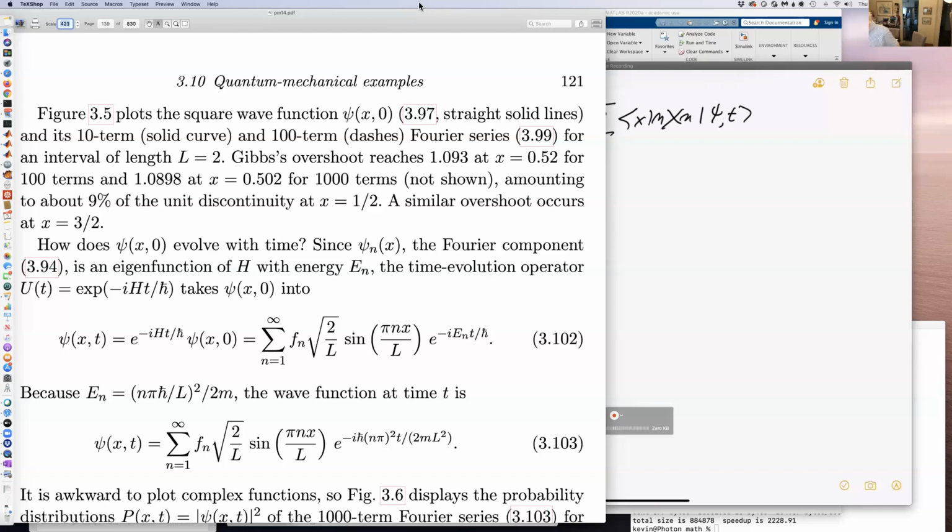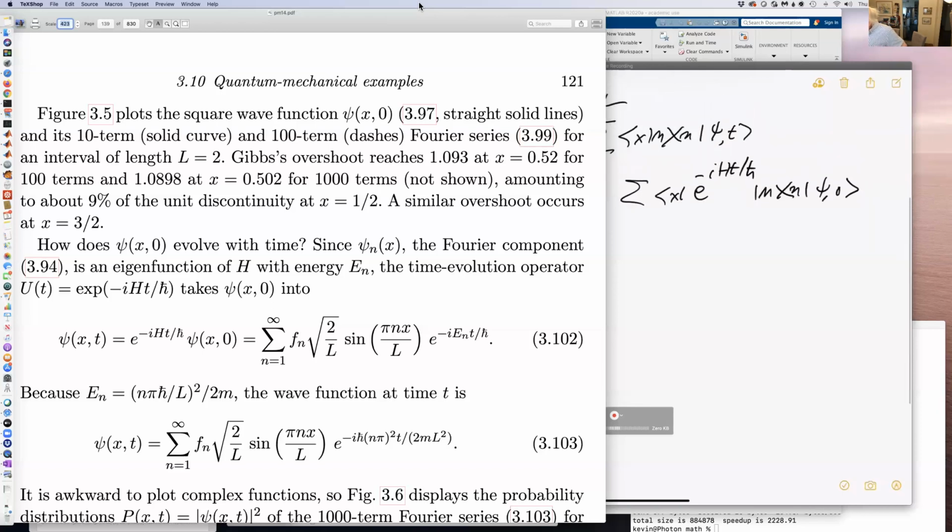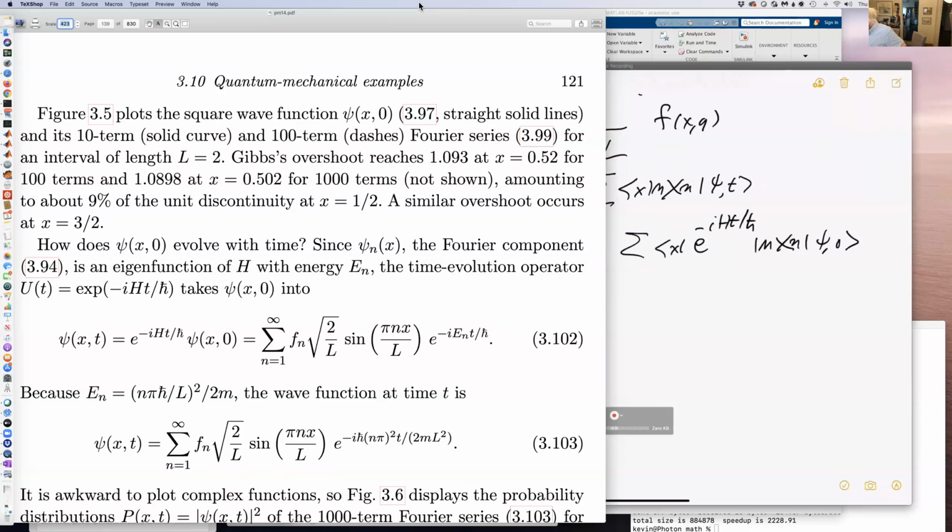Actually, I didn't actually want to do this. So let me skip that step. So forget that for the moment. What we have here is x, e to the minus i H t over h bar, times psi at 0. And now we insert the complete set of energy eigenstates. We have e to the minus i H t over h bar, n, psi comma 0. The eigenstate n is an eigenstate of H with eigenvalue En.